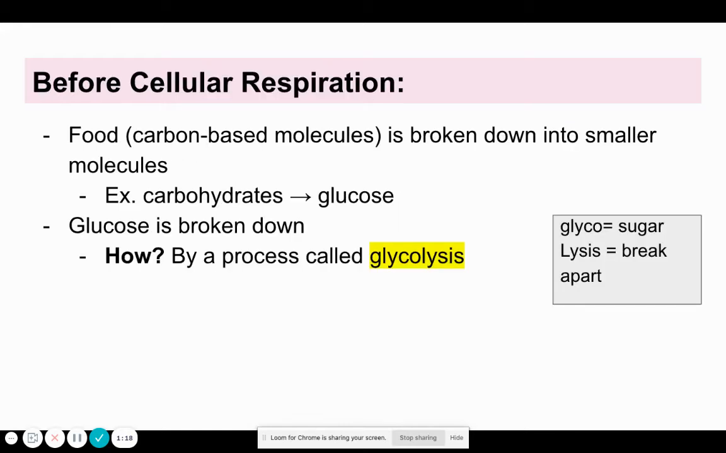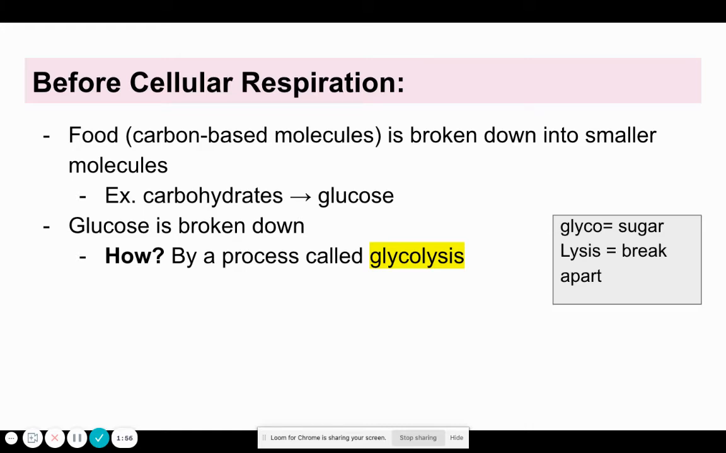Now, before cellular respiration can even happen, the food, like I said, has to be broken down into smaller molecules. This is because carbon-based molecules are pretty big. They're often called macromolecules because they are very big molecules. And before your body can even use them, they have to be broken down into smaller molecules. So for example, if we have a huge carbohydrate macromolecule, it can be broken down into its components. So glucose can be broken down to something even simpler.